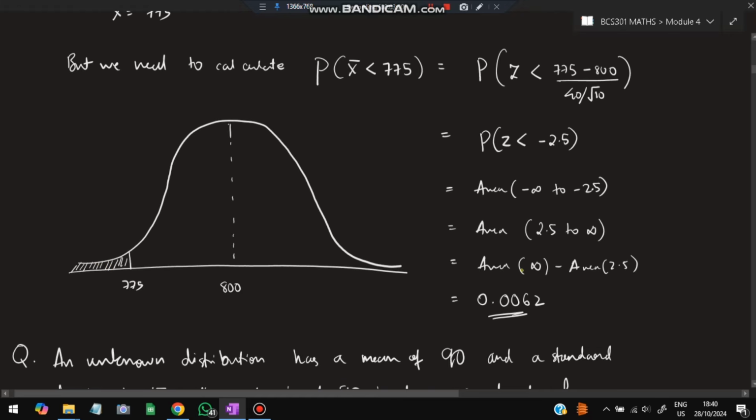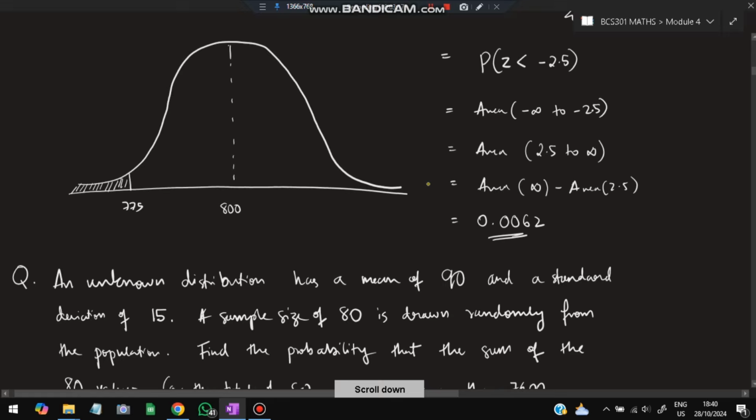Now how will we calculate this value? The area of infinity minus area of 2.5. A of 2.5, you have to refer to the A table. By referring to the A table, you will get the value. Substitute that and you'll get the answer 0.0062. That is the probability which you are trying to find out.